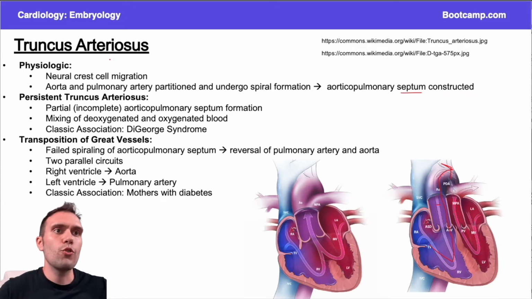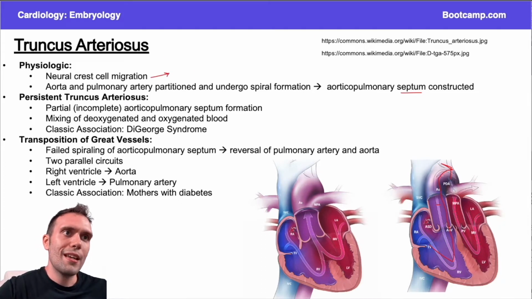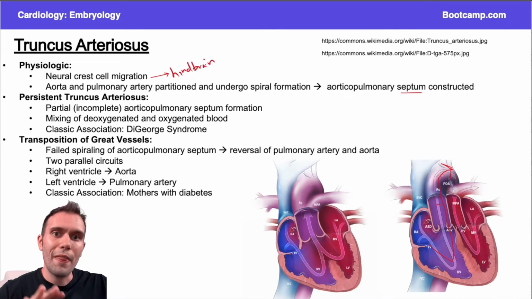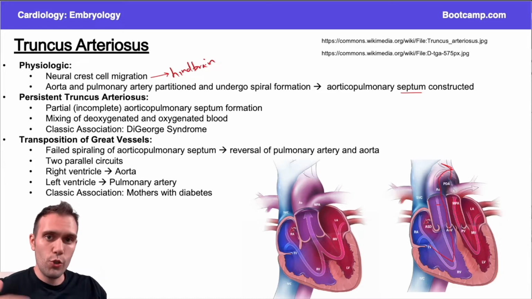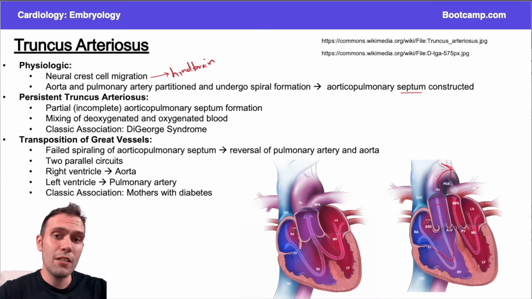We have neural crest cell migration from the hindbrain. Okay, and you might be saying, okay, Dr. R, do I really have to know all this stuff? And like I said, there are certain things in terms of the mechanisms that I think you should know. I think mechanisms are very high yield, and this is an example of that. You have to know this mechanism because there's two major diseases or pathologies that stem from it.